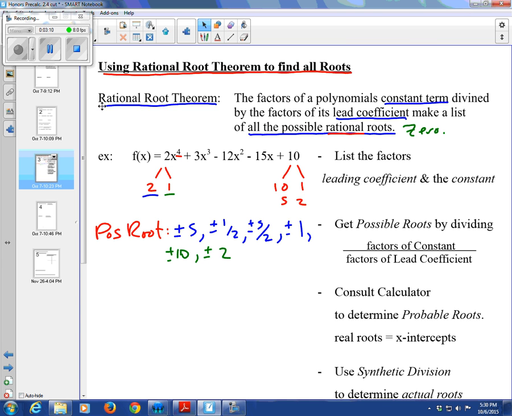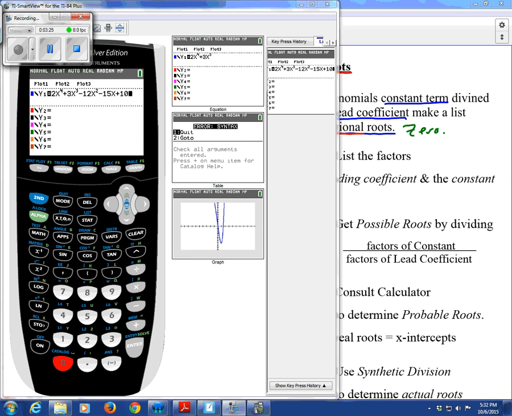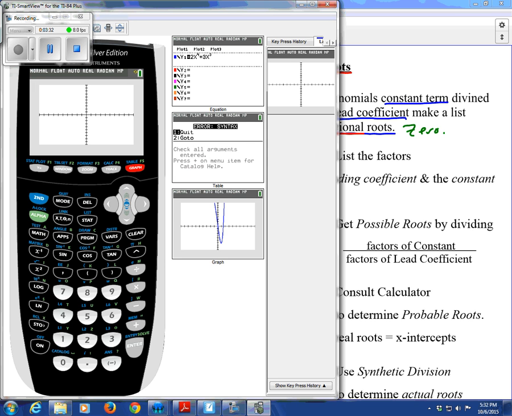So what we're going to do here is take a look at the graph of our function, because if any of these possible roots are actual roots, then they're going to represent x-intercepts. So we'll go ahead and type it into the calculator. We've typed our polynomial into the calculator now, and we're going to take a look at the graph of this polynomial. There it is. So right here we're seeing what looks to be 4 places where we're crossing the x-axis.